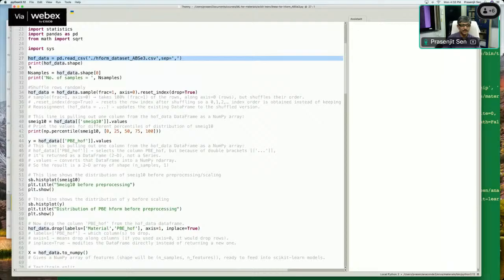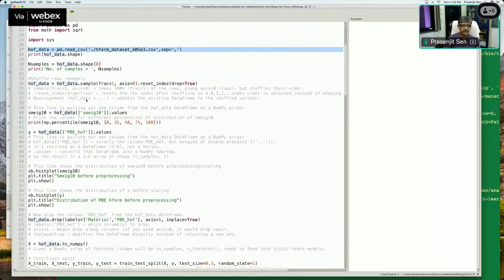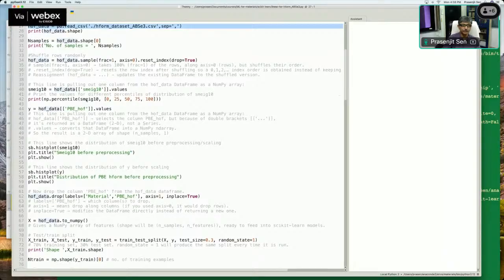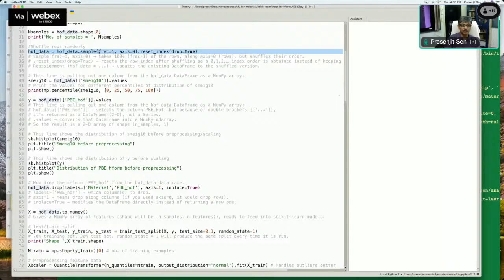Okay, so these are just lines that will tell me the shape of that data frame, how many samples I have, what is the size of the data set. Then what we do is we shuffle the data randomly, we shuffle the rows. So axis equal to 0 means it is being shuffled row-wise. The rows are shuffled up and down, and the complete data frame is being shuffled. That is what frac equal to 1 means.